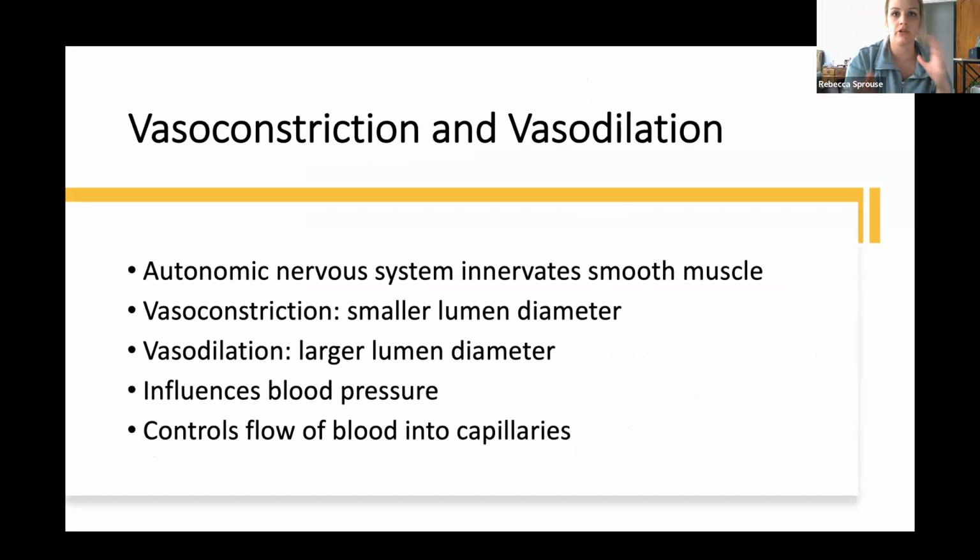that influences blood pressure directly. So if you have a smaller opening in which to pump blood through, so if you have vasoconstriction, do you think it's going to be harder or easier to pump the same volume of blood through that hole if it's smaller?